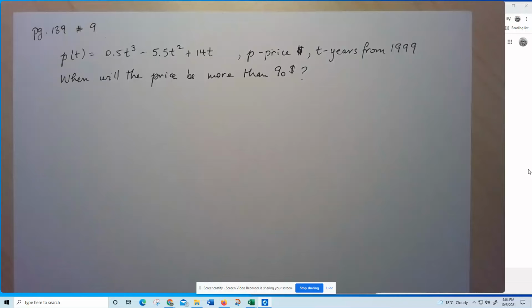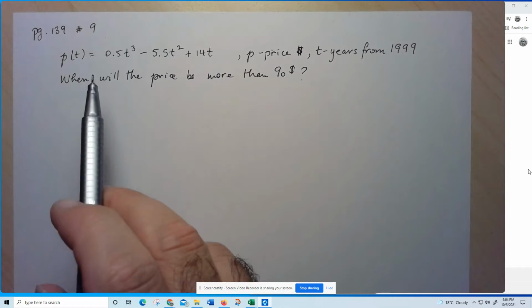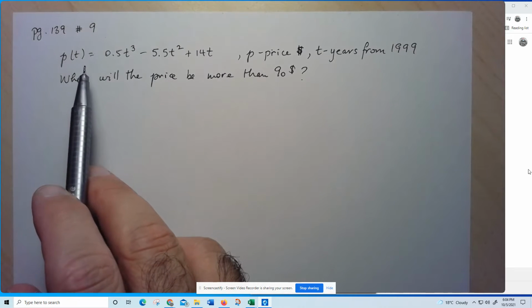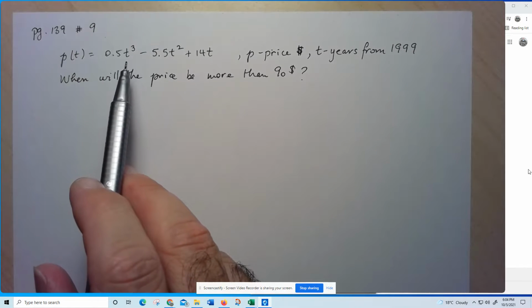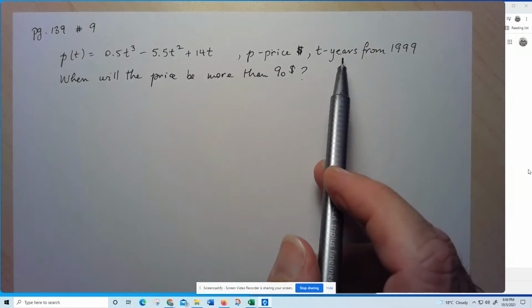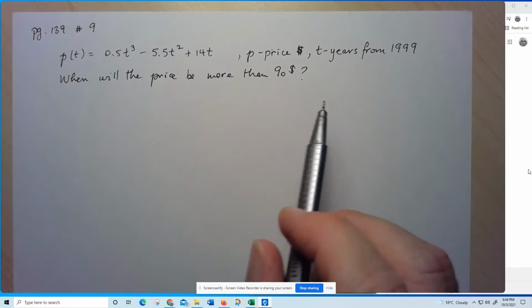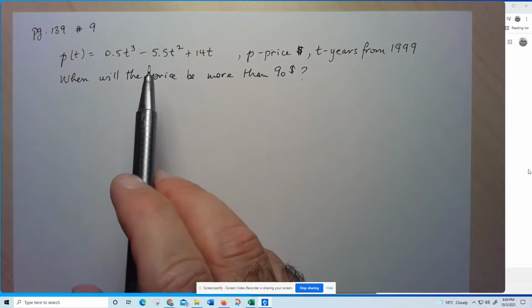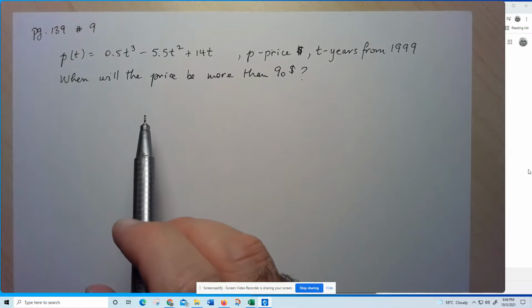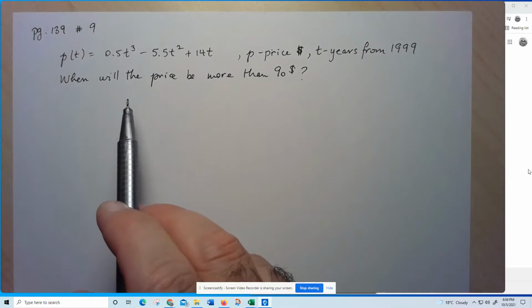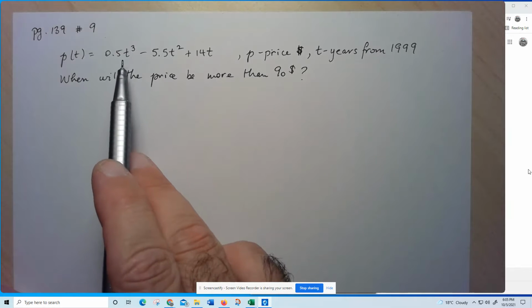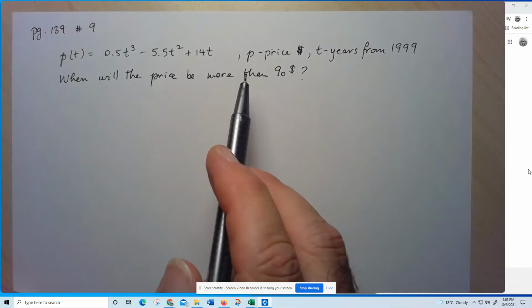Hi, folks. We're going to take a look at page 139, number 9. They give us this function, which represents the price of a stock in dollars, measured in the number of years from 1999. It's trying to predict the value of the stock after the year 1999, and they want us to determine when the price, based on this model, will be more than $90.